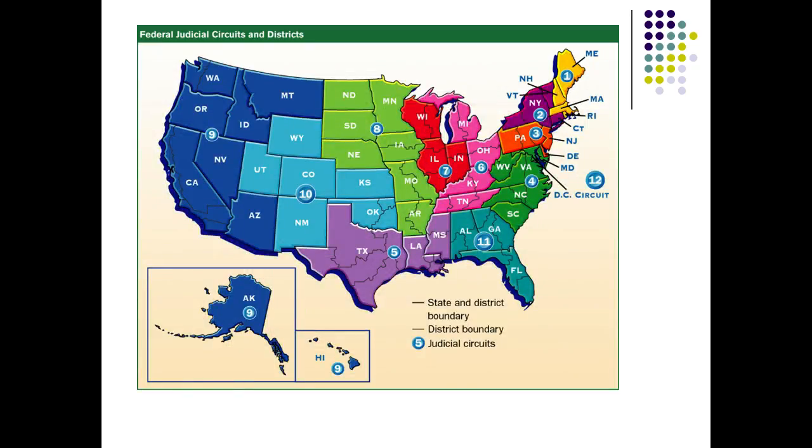And this is a quick map of all the circuits. So if you ever wonder where your circuit is, if you are in my class, you are in the 4th Circuit. So that's North Carolina, South Carolina, Virginia, and West Virginia, and Maryland. You have some other courts out there that are a little different. So you have the 9th Circuit, which is considered a very, very liberal court.